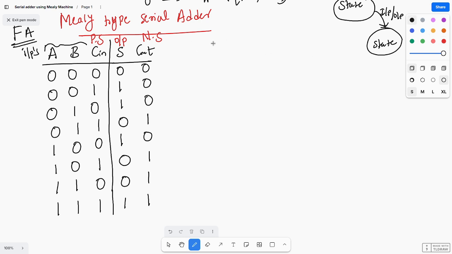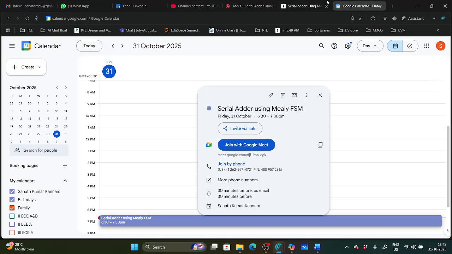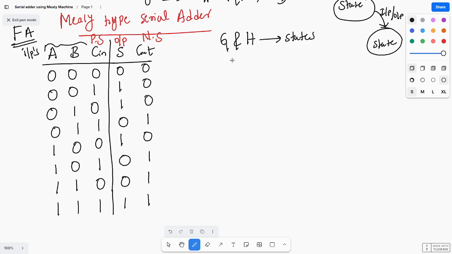What are those states? The states are G and H. G is related to carry in equal to 0, and H is related to carry in equal to 1.